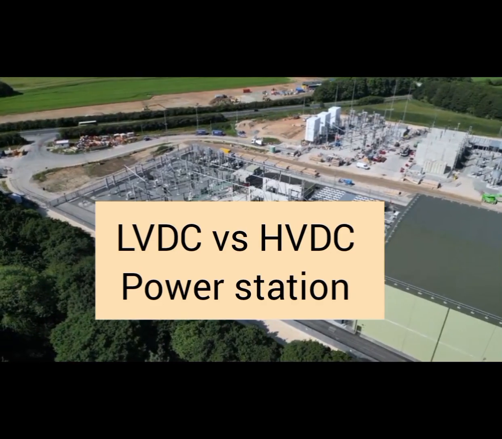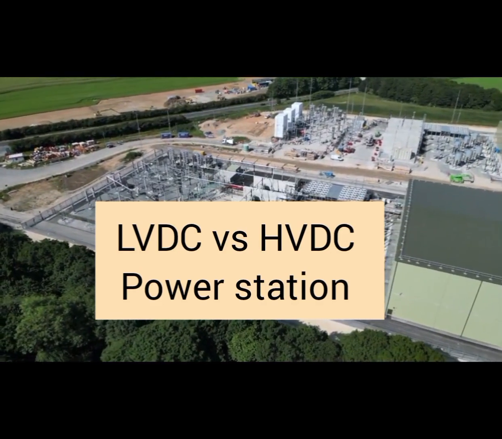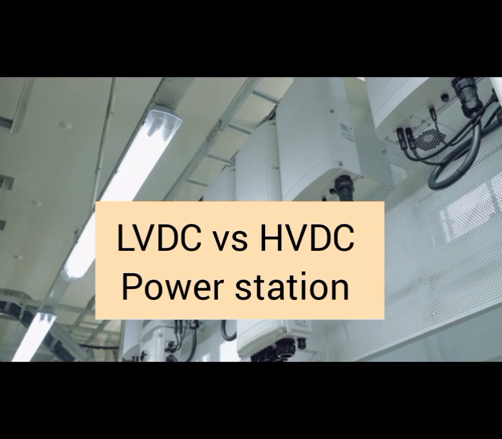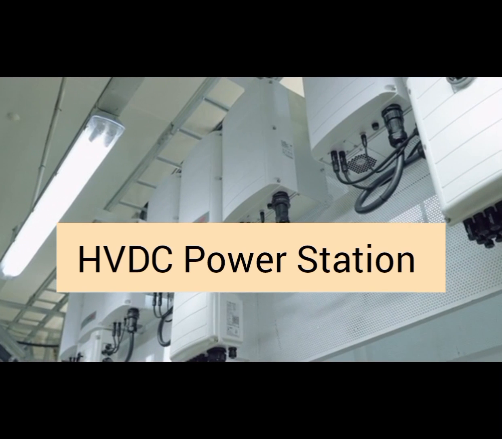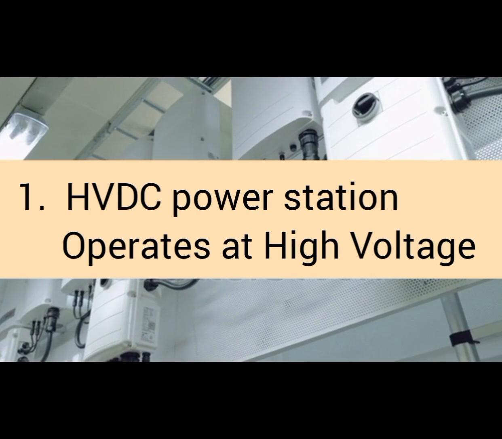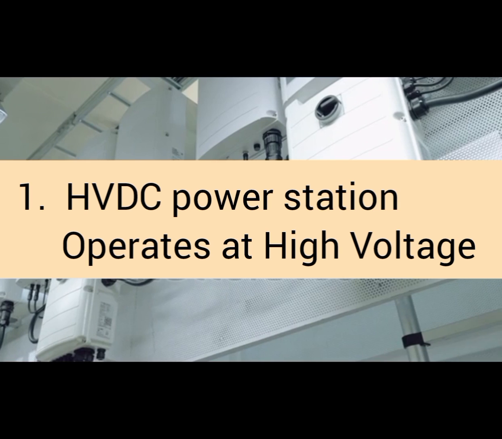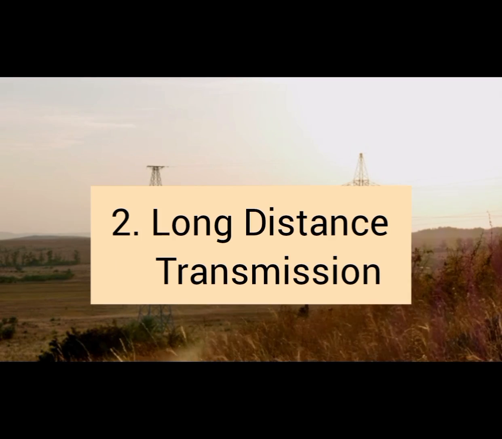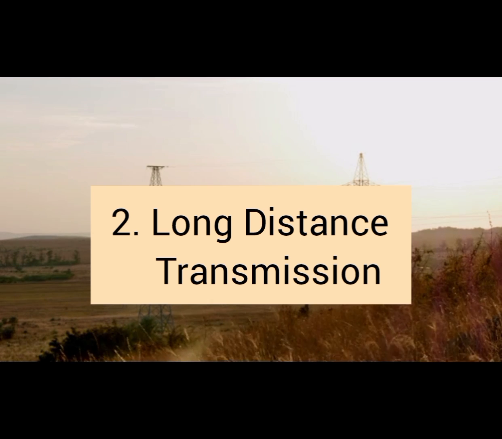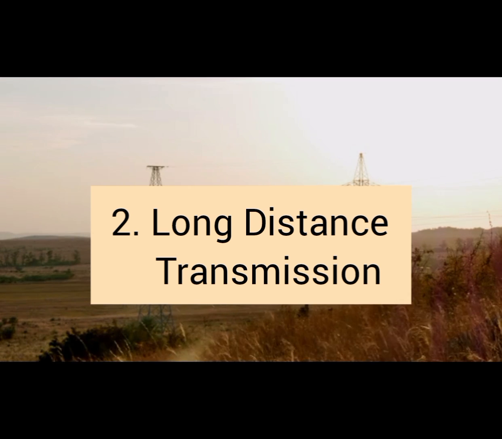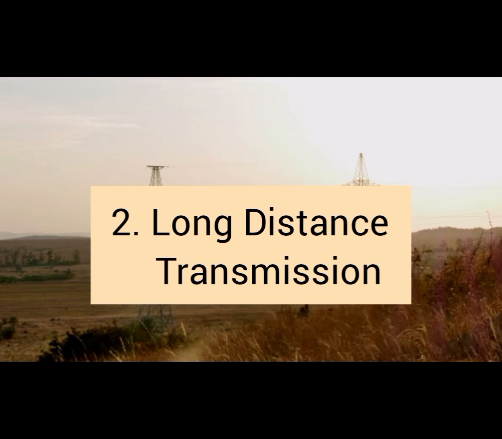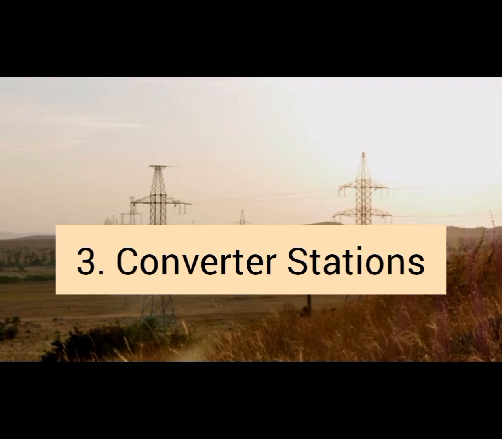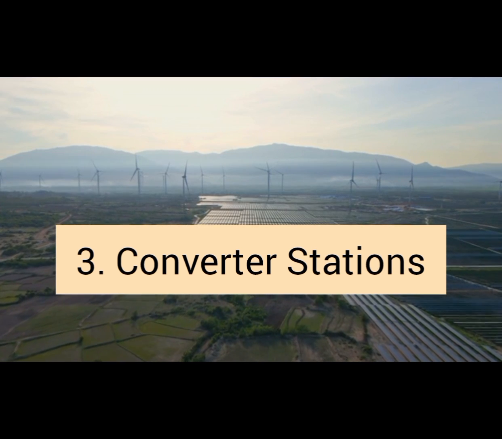The main differences between a high-voltage direct current (HVDC) power station and a low-voltage direct current (LVDC) power station are: HVDC power station. 1. High voltage. Operates at extremely high voltages, typically 100 kV to 800 kV DC. 2. Long-distance transmission. Designed for transmitting large amounts of power over long distances, hundreds of miles, with minimal energy loss. 3. Converter stations. Use complex converter stations to convert AC power to DC and vice versa.